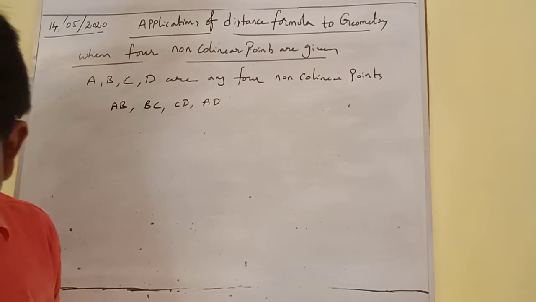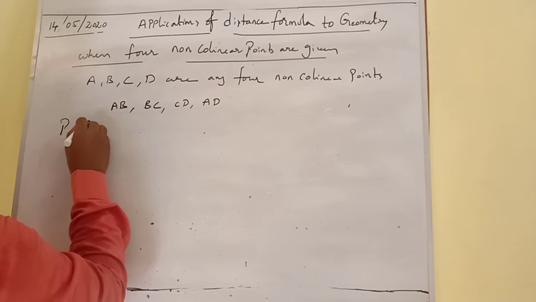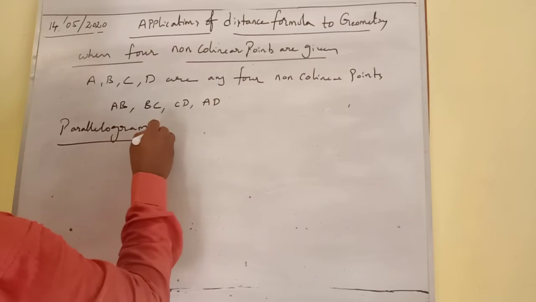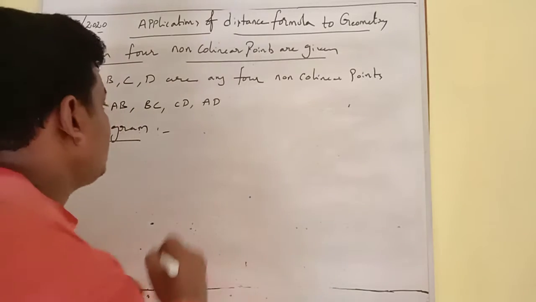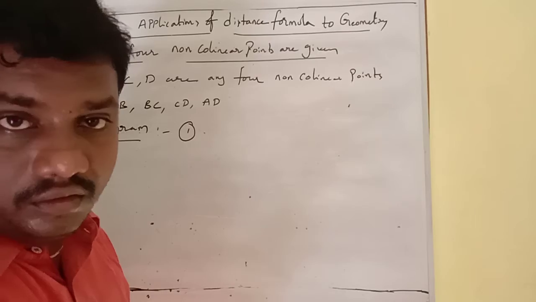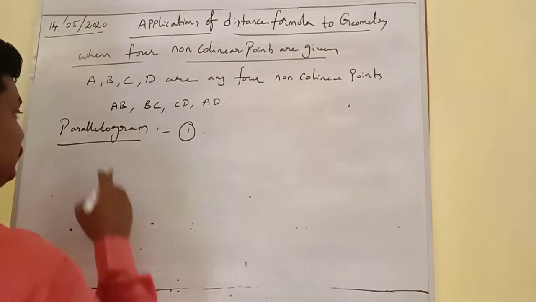Let us see first the parallelogram. How will the parallelogram be? In a parallelogram, what are the conditions? First, we have to see the conditions, the properties of the quadrilateral. This we also discussed in the previous video. Now we have to discuss the parallelogram.